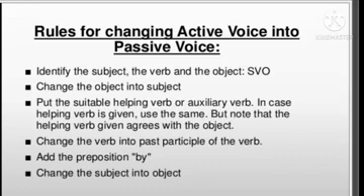Then if you want to change the sentence in active voice into passive voice, you have to change the object into subject. Then you have to put the suitable helping verb or auxiliary verb. In case a helping verb is given, use the same, but note that the helping verb given agrees with the object. And change the verb into the past participle of the verb. And you have to add the preposition by. Then you have to change the subject into object.